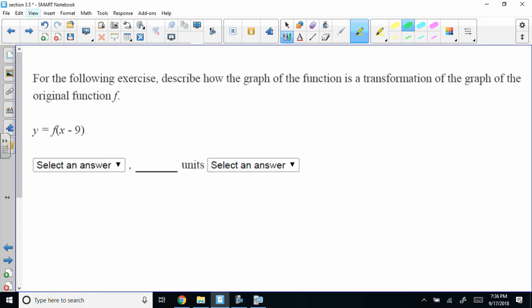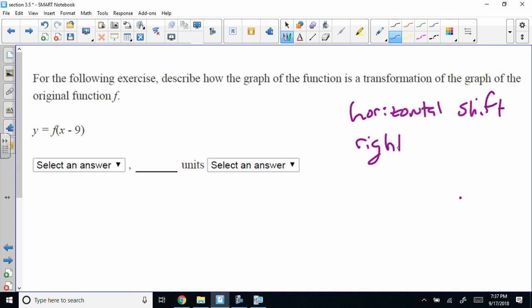All right. So for the following exercise, describe how the graph of the function is a transformation of the graph of the original f, right? So what's happening here? What are we doing? Anybody know? It's shifting left to right. It's a horizontal shift. Which way? Yeah, that's right. So it's right, how many? 9. So select the answers, horizontal shift, 9 units to the right. Does that make sense?